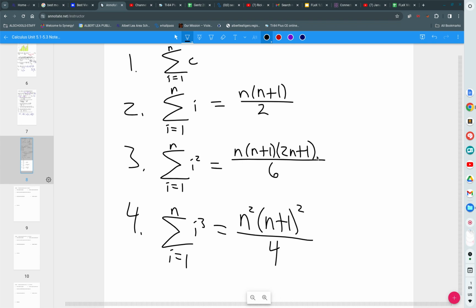So I'm going to add up the number 3, okay? I'm going to add it up 5 times. 3 plus 3 plus 3 plus 3 plus 3. What did that add up to? 15, right? You just took your constant times the number of times you're adding it up. So this is going to add to whatever the constant is times the number of times you're adding it up. That's all that means. And those are your 4 formulas.